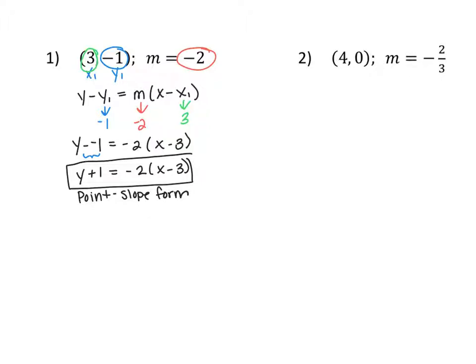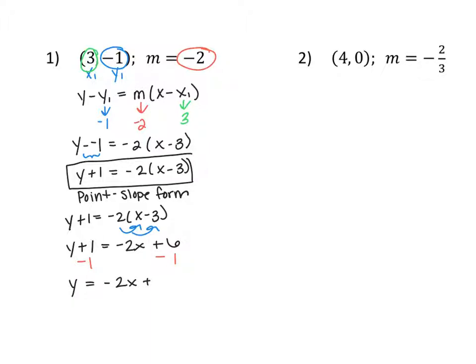If we wanted to change it to slope-intercept form, first you would distribute. So let's recopy this again. And then you're going to distribute the negative 2, so you want to make sure you're watching those signs. So y plus 1, negative 2 times x is negative 2x, negative 2 and negative 3 is positive 6. Then subtract 1 from both sides, and you get y is equal to negative 2x plus 5. So this would be your answer in slope-intercept form.